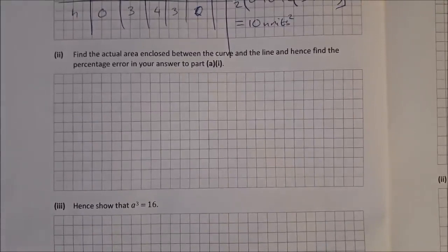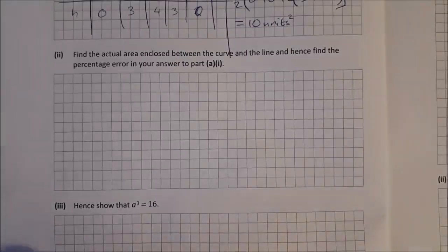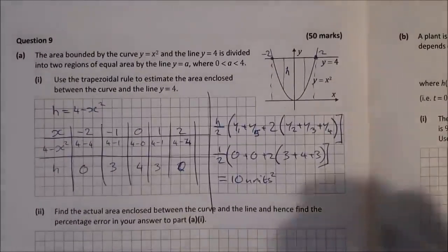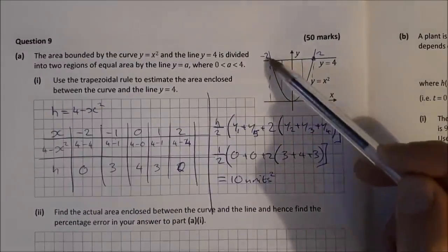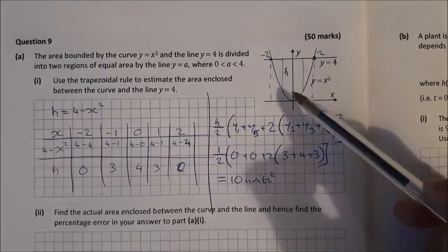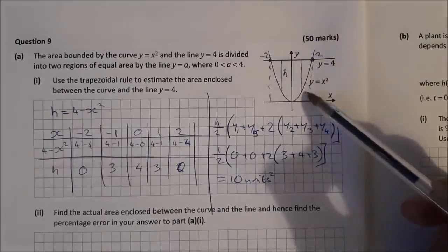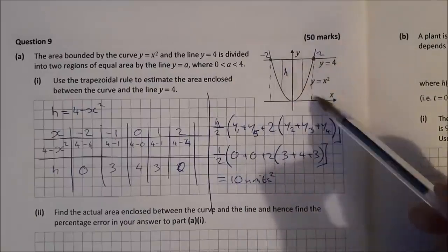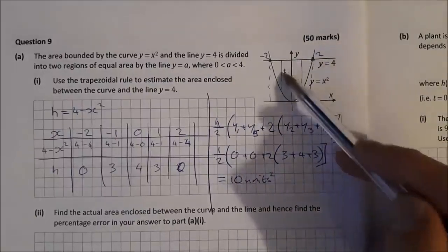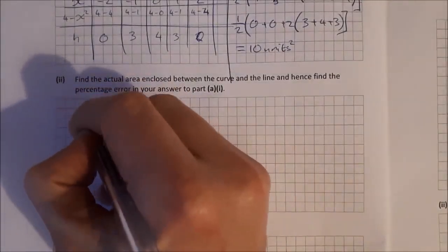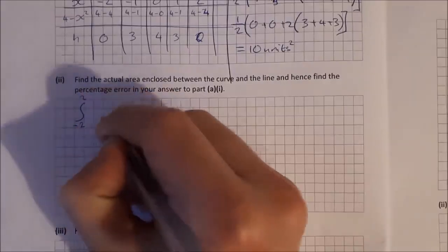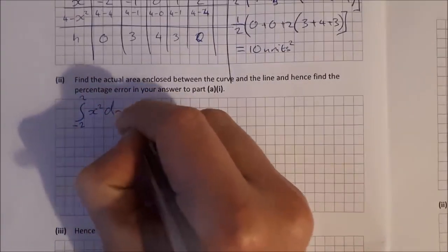Part 2, find the actual area enclosed between the curve and the line, and hence find the percentage error in your answer to part A. So the actual area, what we'll have to do here is find the area underneath the curve, which is this area here. If we find the big area of the rectangle and take away the small area that we find through integration, that'll give us the area here. So let's find the area under the curve. That is the integral from -2 to 2 of x squared dx.